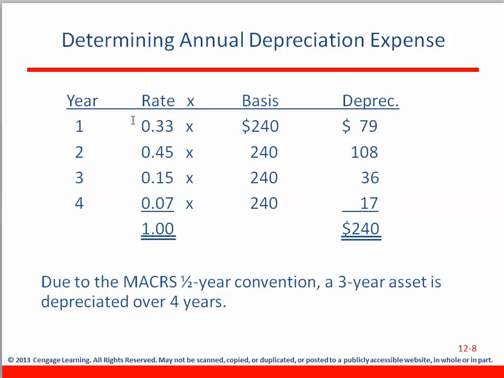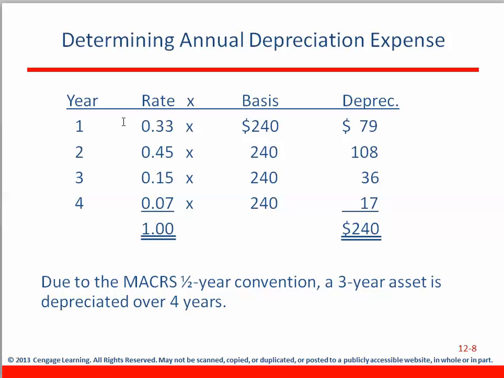MACRS 3-year assets are depreciated over 4 years. MACRS 5-year assets are depreciated over 6. And all I can tell you is that, amazingly enough, the MACRS depreciation schedule is the result of a negotiation. Tax policy is set by Congress, and accelerated depreciation is a way to stimulate investment. If you give companies bigger write-offs early, they will invest more.